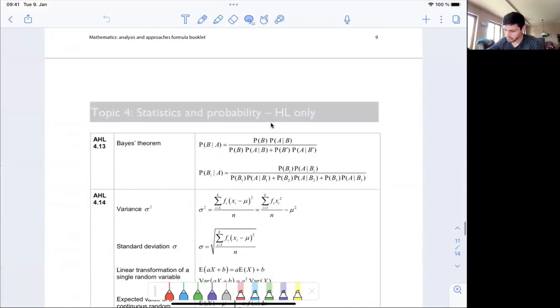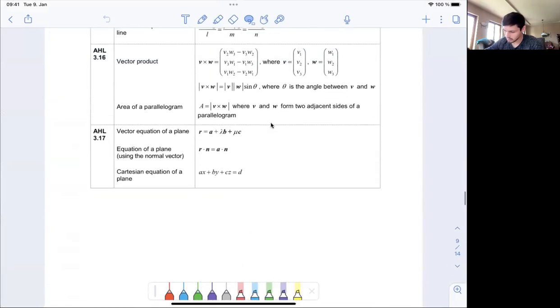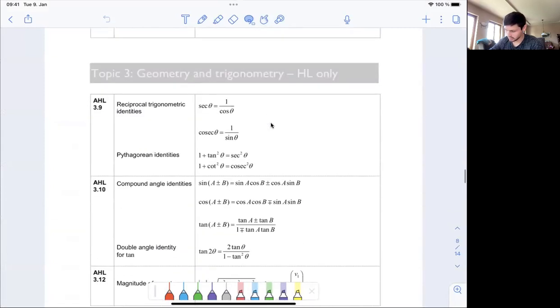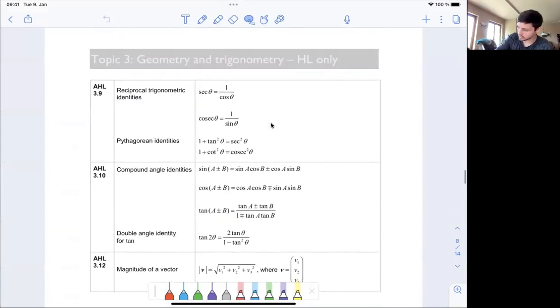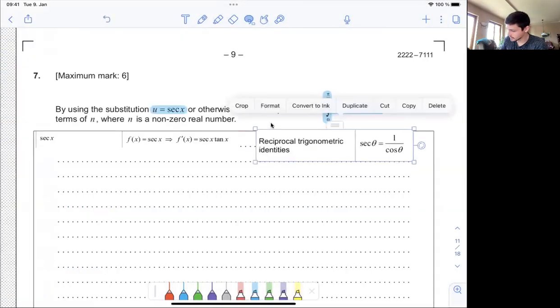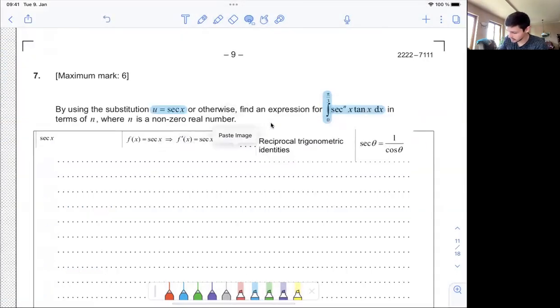If we go up to here, where are we? Section 3, yeah, here we go. So reciprocal trigonometric identities. So this one here. Okay, so let's bring this over. All right, yeah, that'll do. Let's maybe make that bigger.